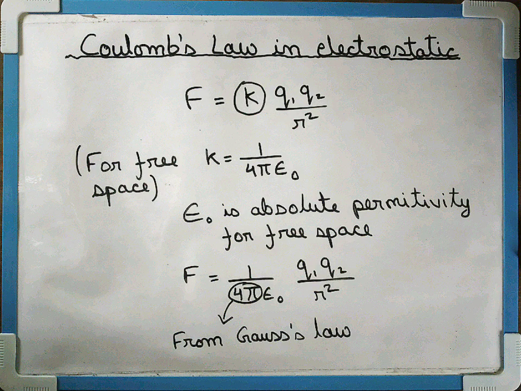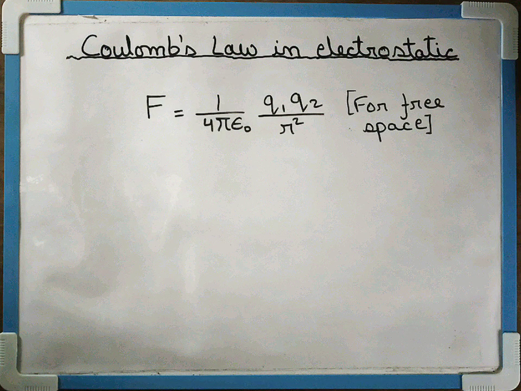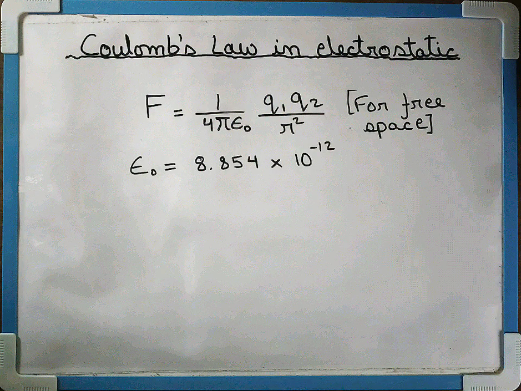So this is the formula for Coulomb's law in electrostatics: F is equal to 1 by 4 pi epsilon naught Q1 Q2 divided by R square, provided the charges are kept in free space or air. Now this epsilon naught, the absolute permittivity of free space, has a value equal to 8.854 into 10 to the power minus 12.